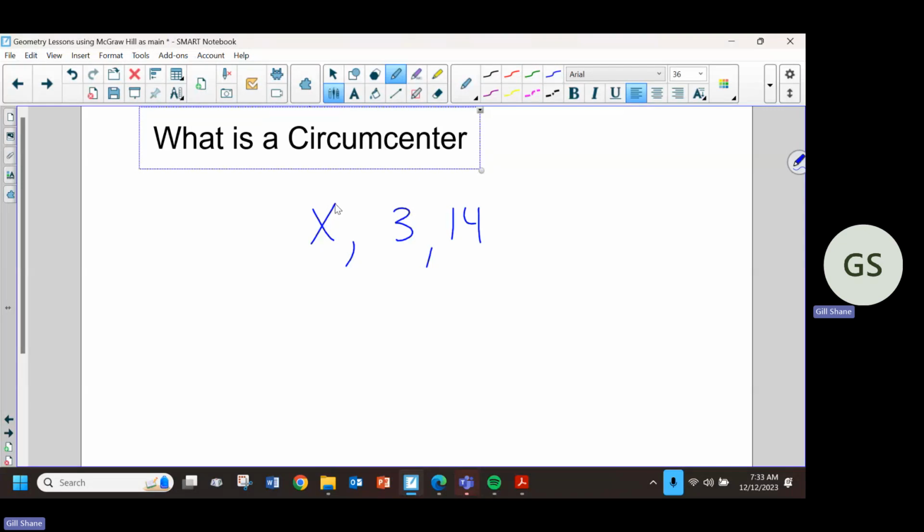I want to know what range of values X could be and still allow me to make a triangle. Let's review that really quick, kind of get that out of the way. Then I'll go into all of it.